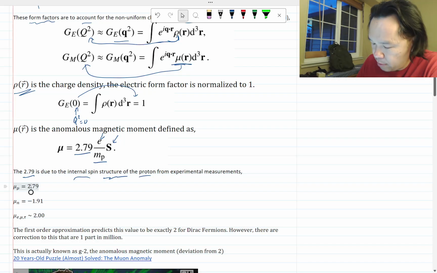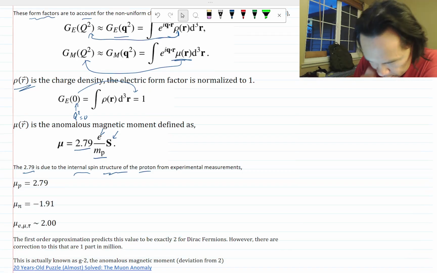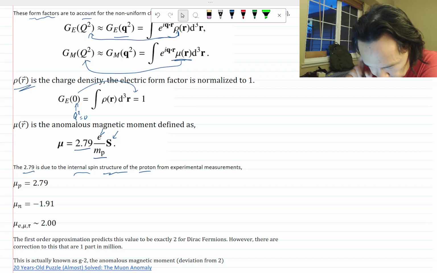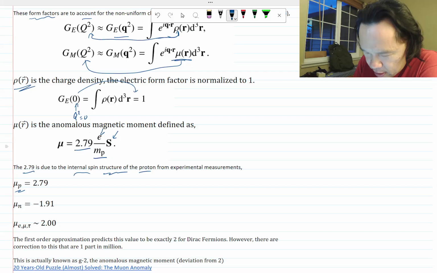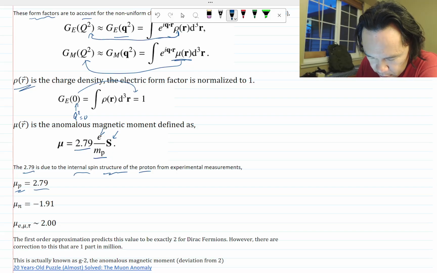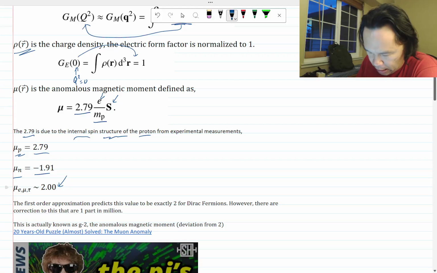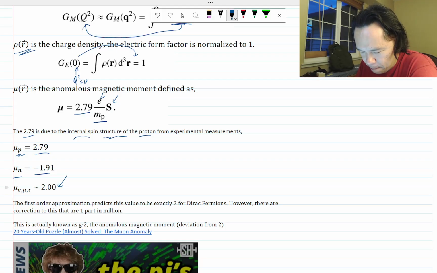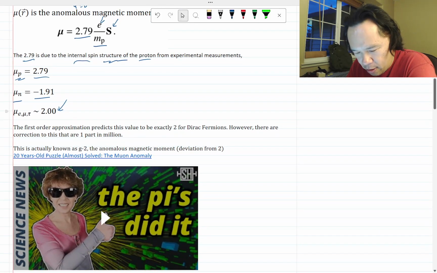Okay, let me make this a little bit bigger. In fact, I made the fonts a little bit bigger. The anomalous magnetic moment of a proton is actually 2.79. For the neutron it is actually negative 1.91. And then for any other fundamental particle, it's supposed to be 2.0 exactly, since there's no structure inside the muons and electrons and taus.